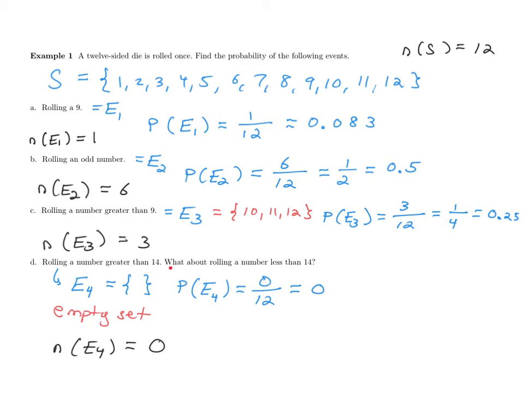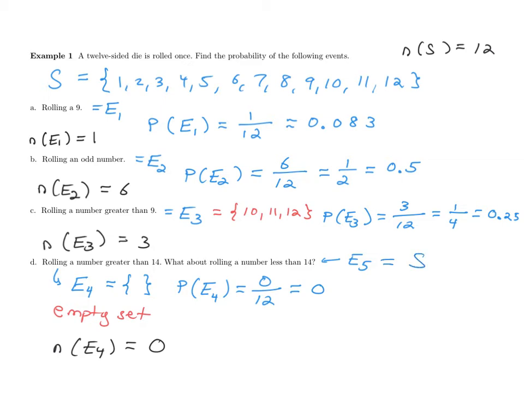Now there's also this question in part D. What about rolling a number less than 14? So I'll call this second part E sub 5. Well, if you're less than 14, that means you can't be 13 because 13 is not in the set, but everything in this set is less than 13. In fact, E sub 5, this event, is the same thing as the sample space. They're one and the same.